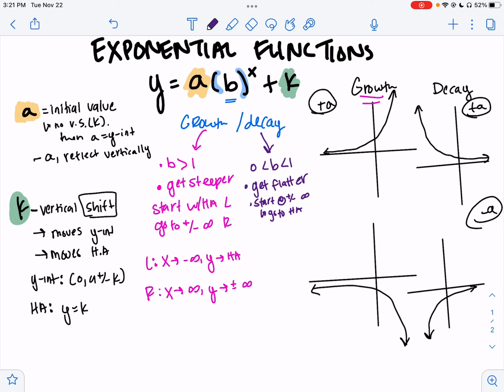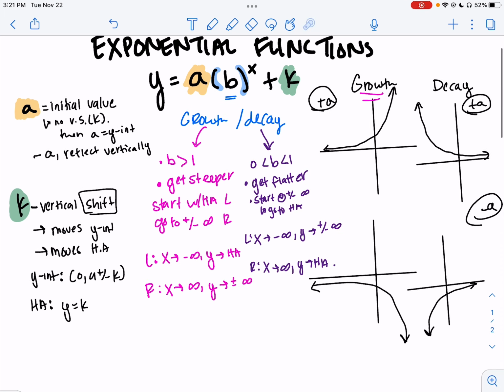What that means for their end behavior is that as x goes to negative infinity, on the left side, y is going to positive or negative infinity. And then on the right side, as x goes to positive infinity, that's where your y value is going to your horizontal asymptote. So these are the quick basics, and once again, all of this is assuming that x is by itself.